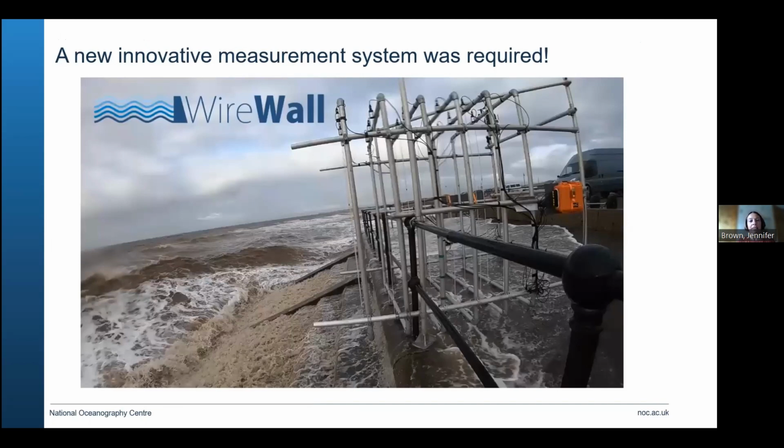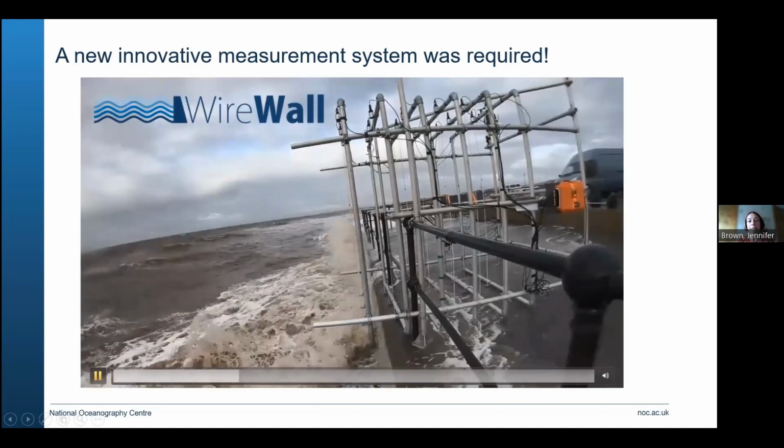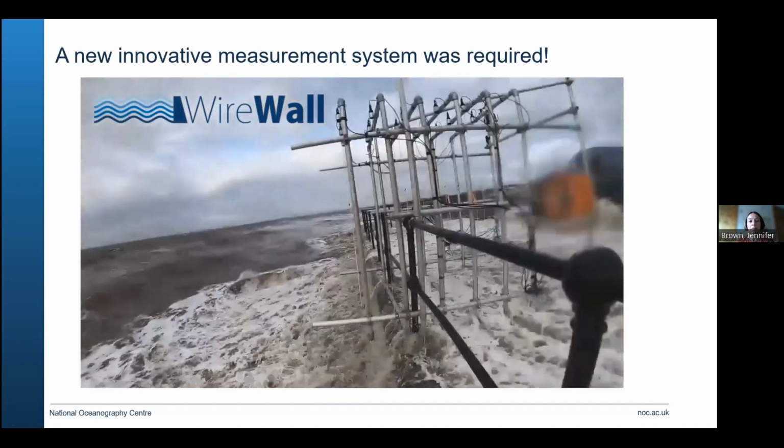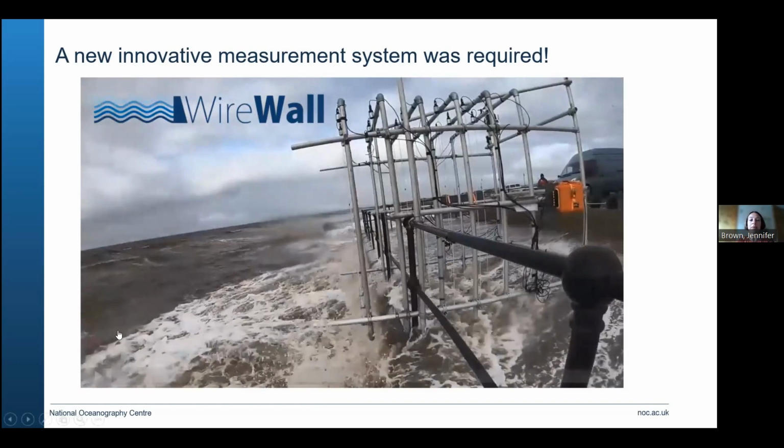And hopefully this little video will play for you, showing how the waves travel through the wirewall, and the wirewall collects information about the speed and the discharge of all of the individual waves passing through it. So this was one of the very first deployments of the wirewall system. It's in Crosby, just north of Liverpool.